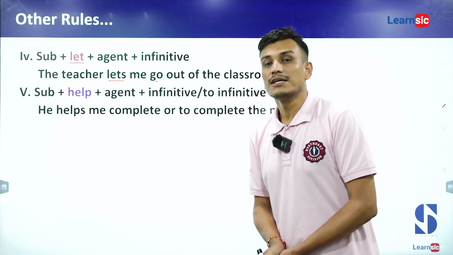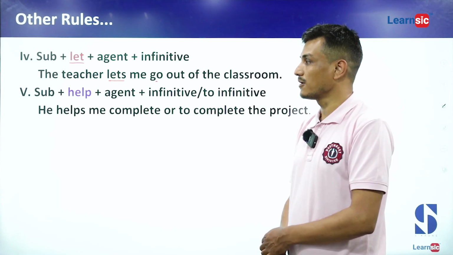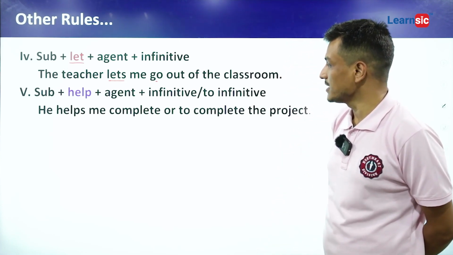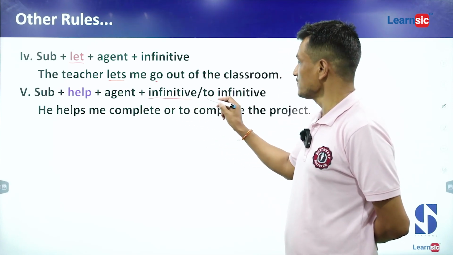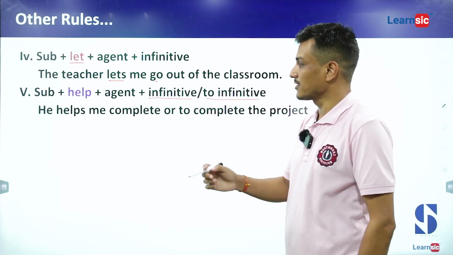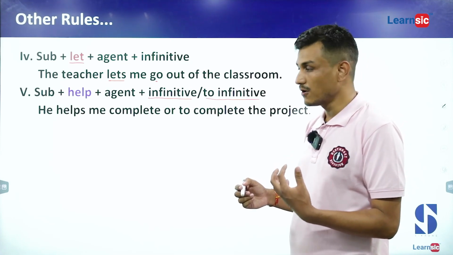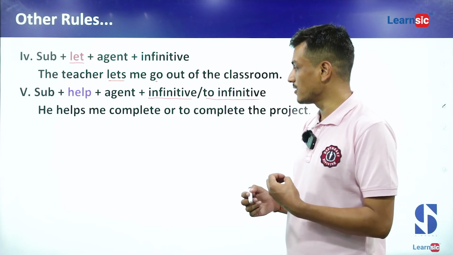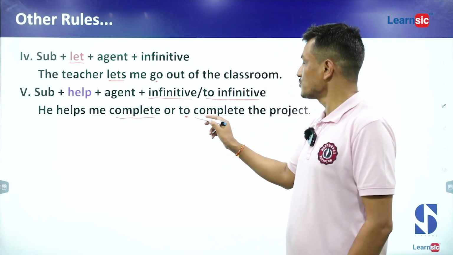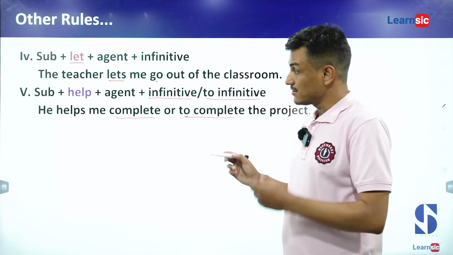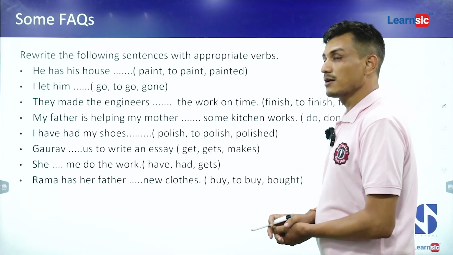As we have already talked, let is used to give permission. Now let's go for the last rule, subject plus help plus agent plus infinitive or to infinitive. In this case, we can use the infinitive or the to infinitive. It does not have a strict rule here, so you can go for either answer. He helps me complete or to complete the project. You can use the bare infinitive, without to, or you can use to infinitive. That's your choice, it does not have any rule. So these are the five different types of causative verbs.